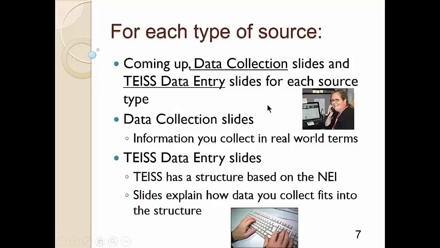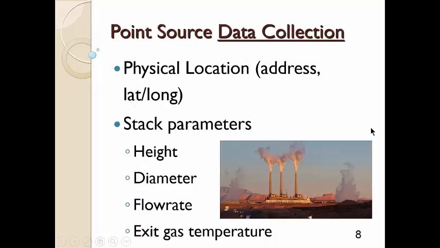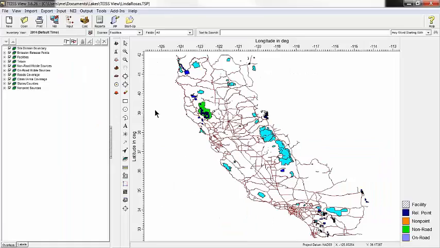So we're going to talk about what this looks like in TEISS. I'm going to show you the data collection slide, which explains what it is in real world terms, and then Angelique is going to show you in TEISS. Basically, TEISS has a structure that's not very intuitive because it's based on the National Emissions Inventory database, and the slides show how the data you collect fits into this structure. I'm just going to pull TEISS over right now because I think TEISS is the coolest thing. I'll show you this, and Angelique will show you in a minute too.